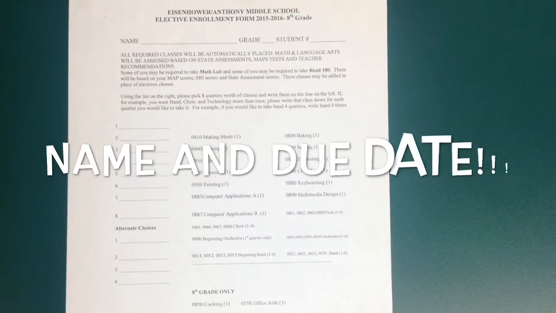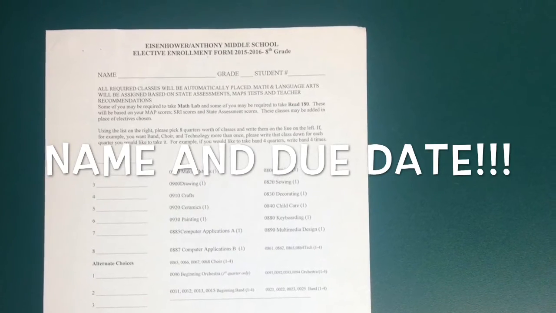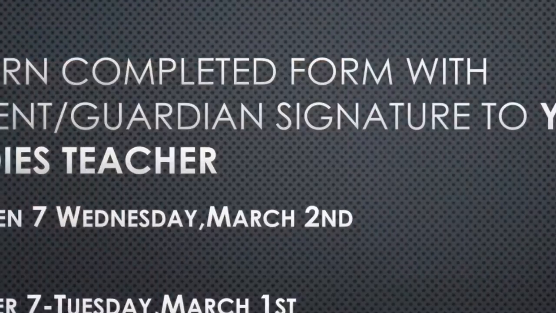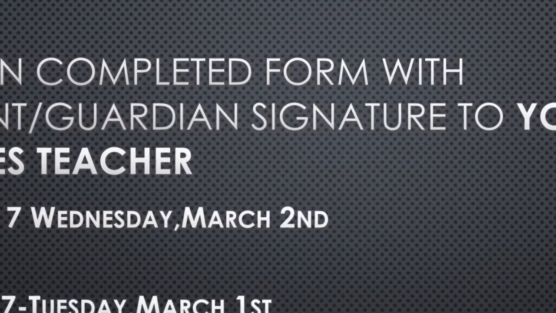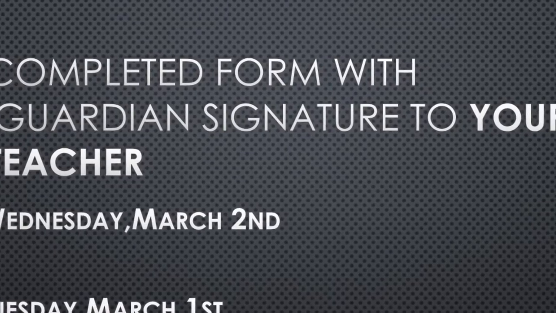So let's go ahead and take a look at that 8th grade elective enrollment form sheet. First thing I need you to do is put your first and last name on this form and also the date that it is due. You can also make a note that you'll be returning this sheet as soon as it's filled out and signed to your social studies teacher.